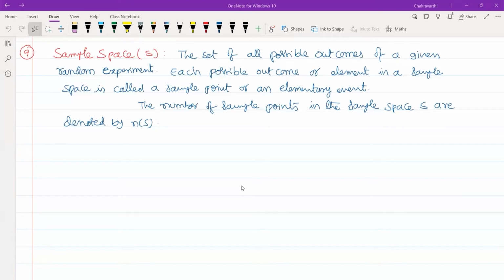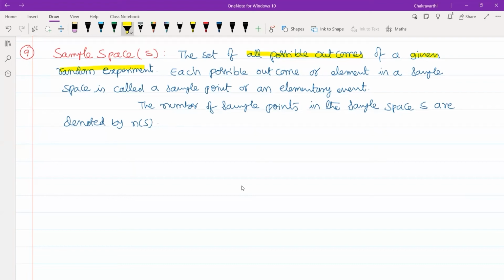After this, the sample space. The sample space means the set of all possible outcomes of a given random experiment. Totality of all possible outcomes. Totality is a powerful word. Totality of all possible outcomes of a random experiment constitutes the sample space. Simply we can say that the set of all possible outcomes of a given random experiment is also called exhaustive cases. Initially, by taking the classical definition of probability, you have to take the term exhaustive cases.